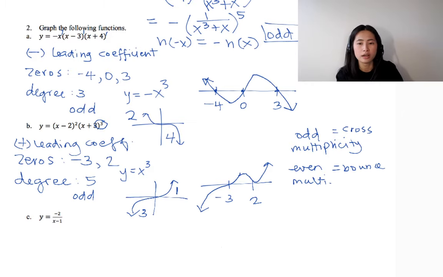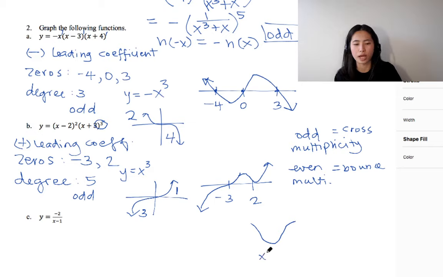So for even multiplicity, for example, if it's greater than 2, what happens to your bounce is it just becomes flatter. The greater the number, it just becomes flatter. So for example, this is when multiplicity is 2, versus when multiplicity is 4. It just becomes flatter. So this is 4. When you're graphing, it's just really your intuition that you need to make it flatter.